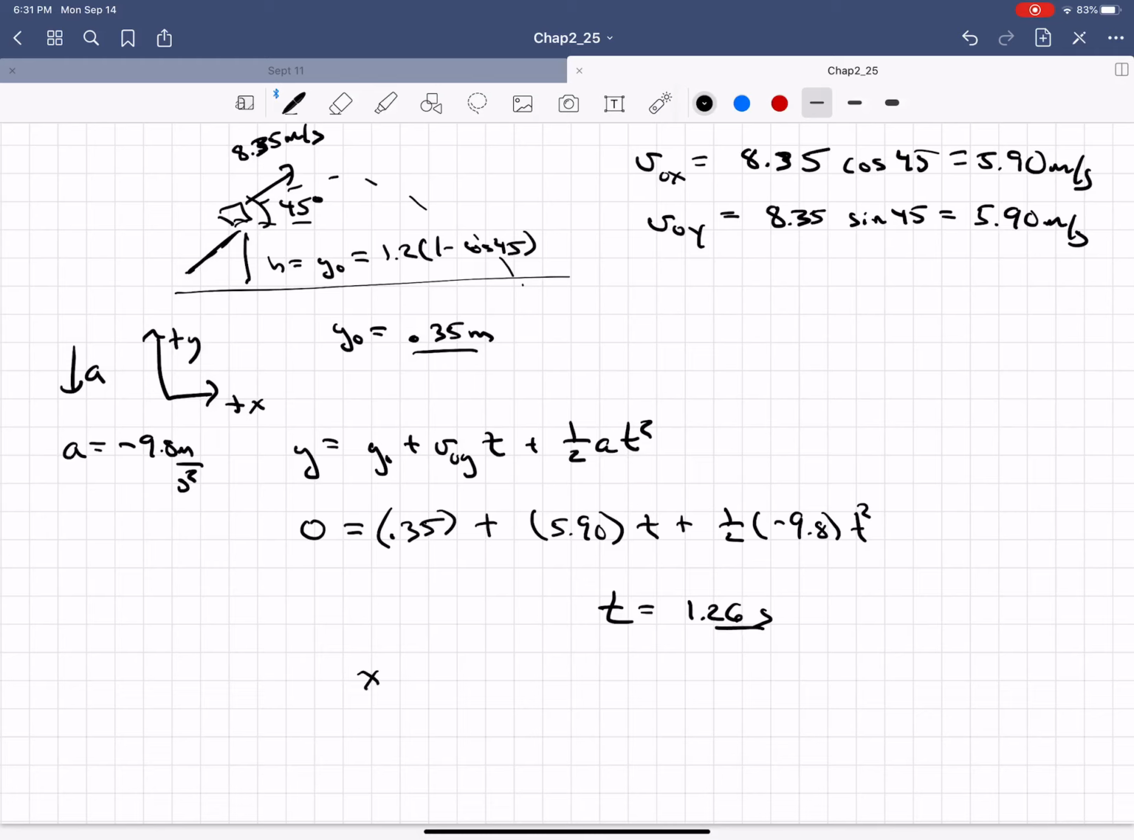And then the range of the projectile, how far does it go? x minus x0 would be v0x times t, and v0x is 5.9, and the time is now 1.26. And so you can get a value here for how far it goes. It ends up going 8.3 meters.